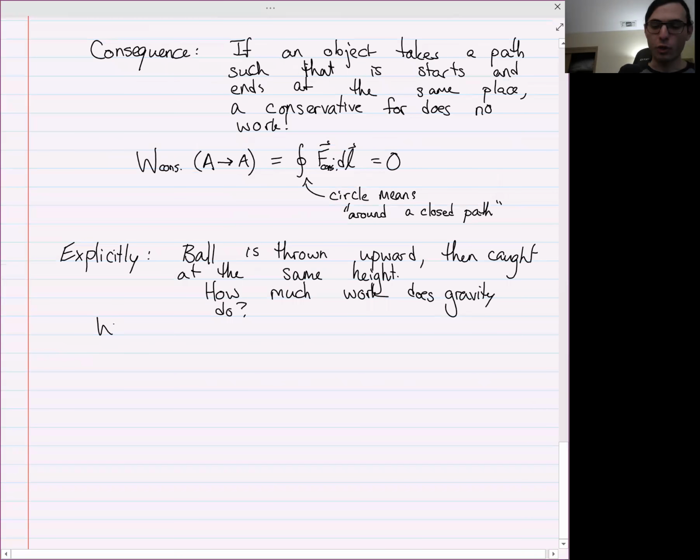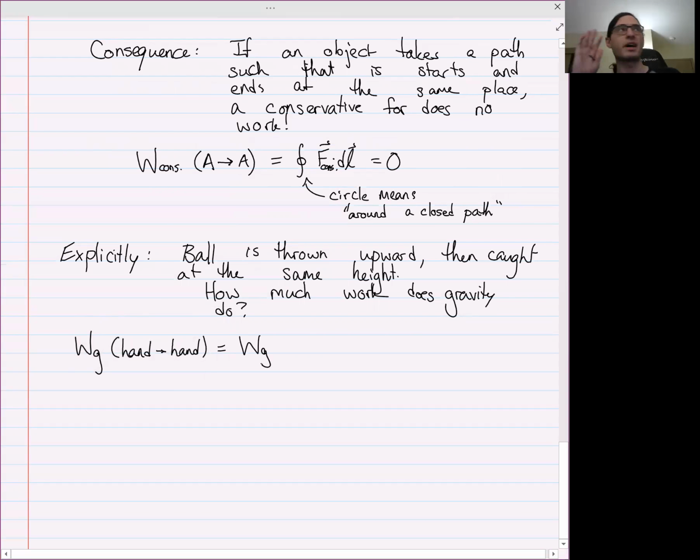So the work done by gravity, W sub G, from the hand to the hand, well, we could just go and compute this, or we could just say, oh, it's 0 because gravity is conservative. But I want to show you that it's in fact 0. So this is the work done. Remember, let me back up.